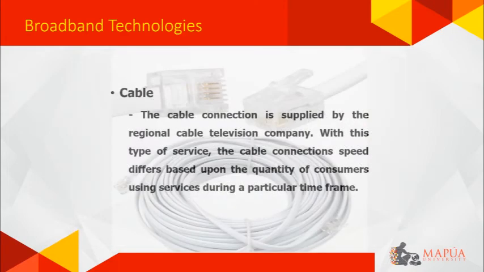The next one is cable. The cable connection is supplied by the regional cable television company. With this type of service, the cable connection's speed differs based upon the quantity of consumers using services during a particular time frame. In a distinct geographical location, end users of the broadband cable services share the connection. This can impede the speed based upon the number of consumers using the system at one time.